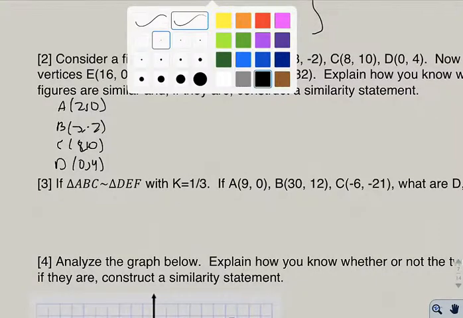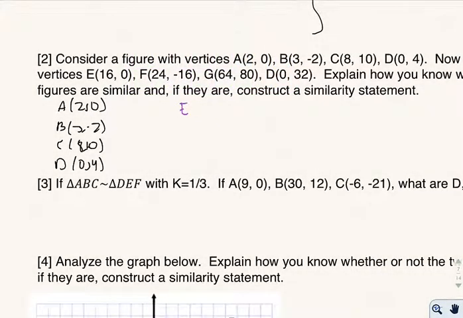So let's compare to these other vertices. Let's see, E is 16, comma, 0. F is 24, comma, 16, negative 16, excuse me. G is 64, 80. And I'm just pointing those out for the problem. E, F, G. It looks like D was mislabeled. E, F, G, maybe put an H in there. It should be 0, comma 32, all right?